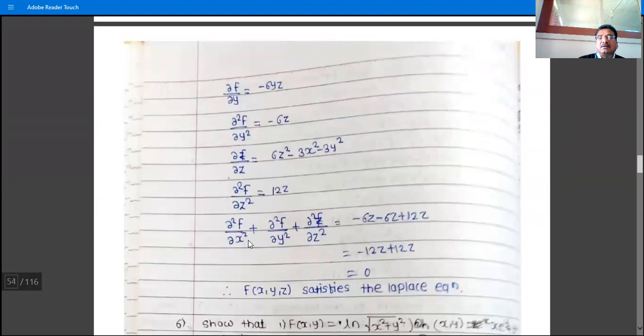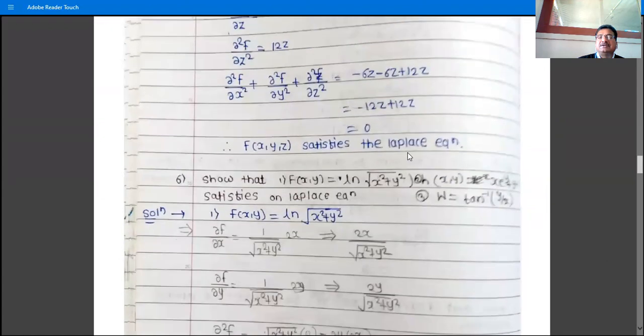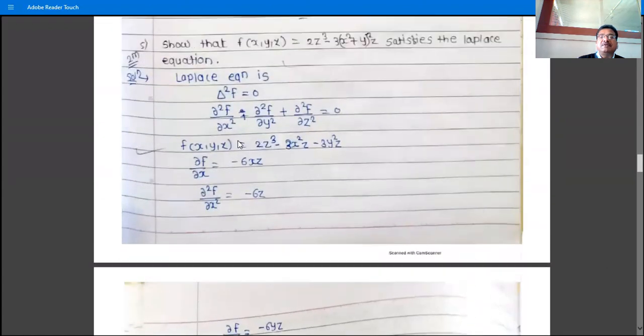Then ∂²f/∂z² is 12z, and the rest of this quantity is 0 with respect to z, and therefore their addition is equal to 0, and therefore f(x,y,z) satisfies the Laplace equation. Just remember the Laplace equation. This is the Laplace equation.